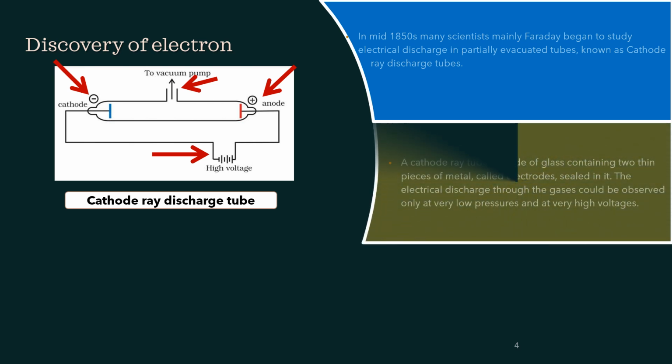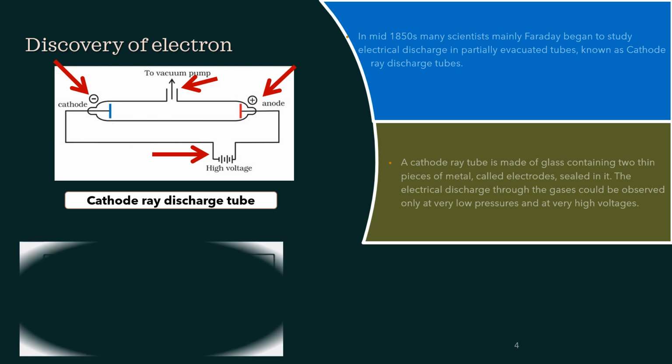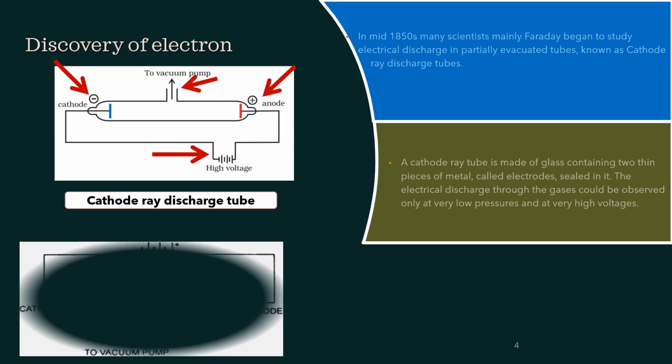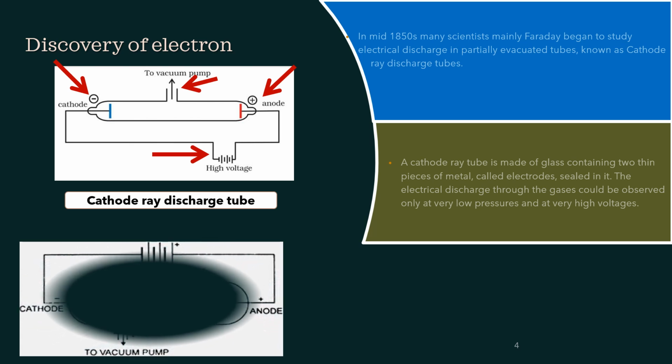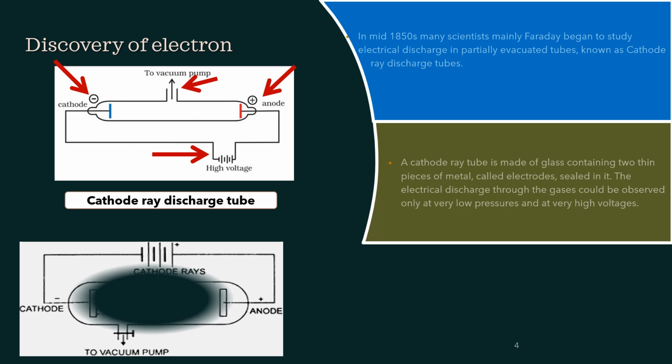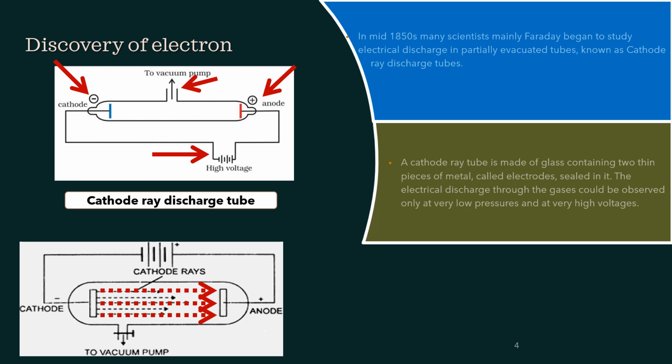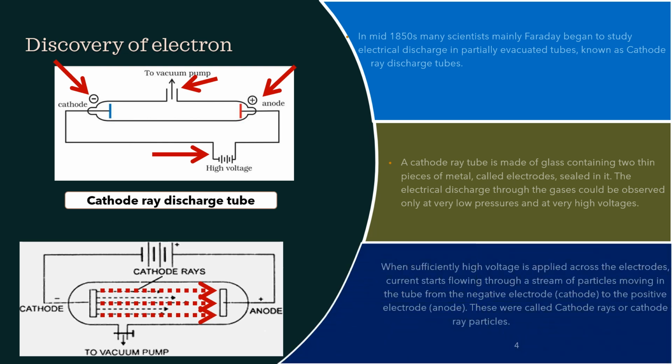He did many experiments using different kinds of gases and levels of pressure. Finally, he found that electrical discharge through gases could be observed only at very low pressures and at high voltages. When sufficiently high voltage is applied across the electrodes, current starts flowing through a stream of particles moving in the tube from the negative electrode to the positive electrode. So the particles are moving from negative to positive. They gave the name cathode rays or cathode ray particles.